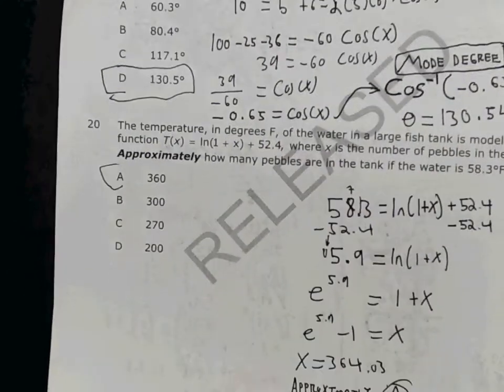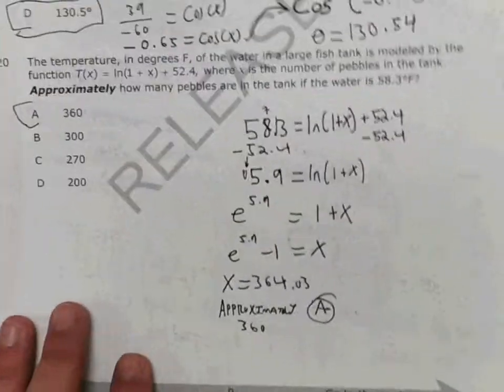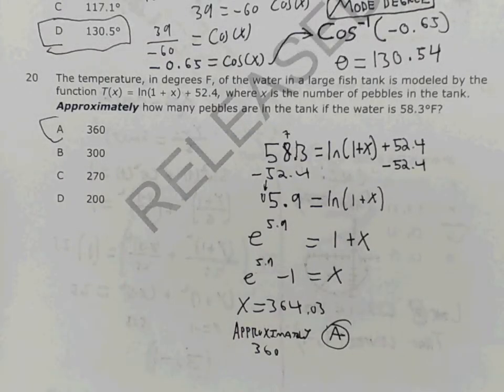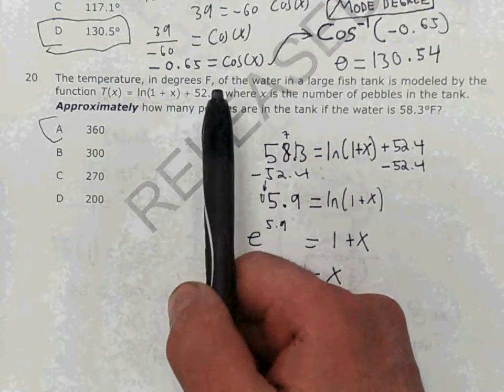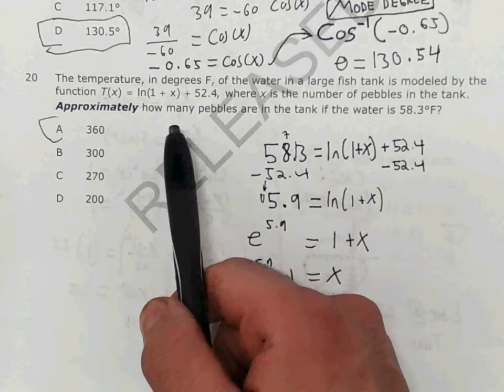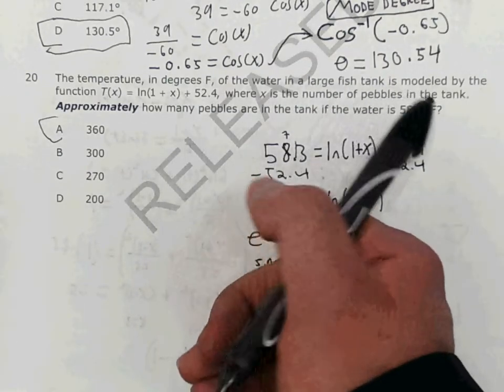Question number 20. The temperature in degrees F of water in a large fish tank. Hint, hint. This was on your packet to end all packets. It is modeled by the function T of x is equal to ln of 1 plus x plus 52.4, where x is the number of pebbles in the tank. Approximately how many pebbles are in the tank if the water is equal to 58.3?